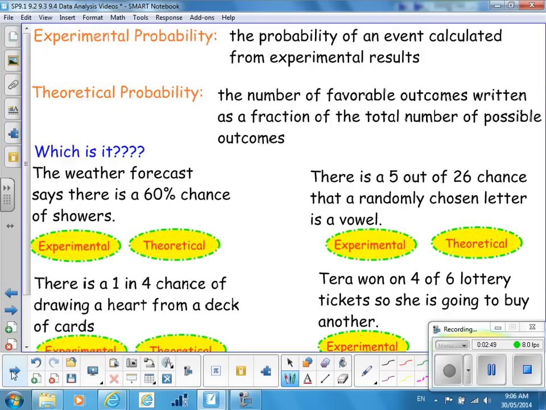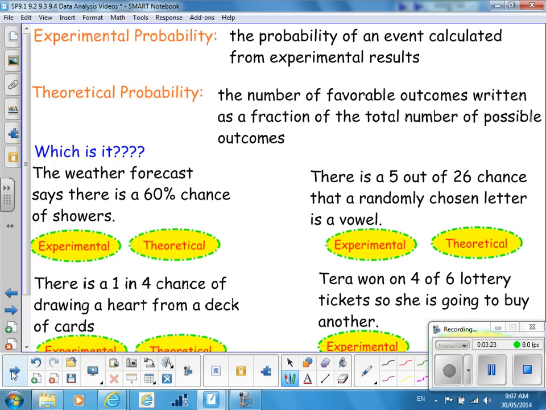Experimental probability is the probability of an event calculated from experimental results. So you're collecting data to determine the probability. Whereas theoretical probability is the number of favorable outcomes written as a fraction of the total number of possible outcomes. So in theory, what should happen? If we think about tossing a coin and you get heads or tails, in theory, you should have a 50% chance of tossing a head and a 50% chance of tossing a tail.